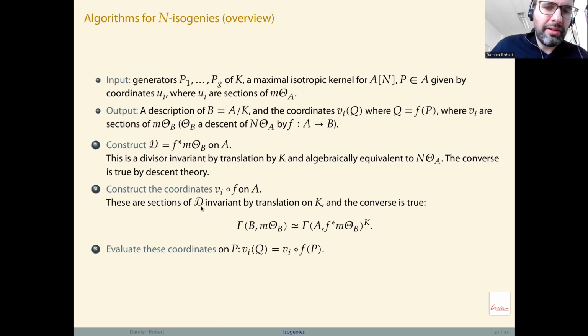These coordinates are sections of D by construction, and since I compose with f, they are invariant by translation. A nice feature is that, conversely, if you take a section of D which is invariant by translation, one can prove that it's of this form. So this means that the coordinates on B corresponding to mθ_B are exactly the coordinates on A corresponding to the pullback of mθ_B which are invariant by translation by our kernel. So once I have my divisor D, I find coordinates. Then among these coordinates, I try to find coordinates which are invariant by translation. This gives me my v_i. Once I have these coordinates, I can evaluate them on P, so v_i(Q) is v_i ∘ f(P). So this is the general framework.